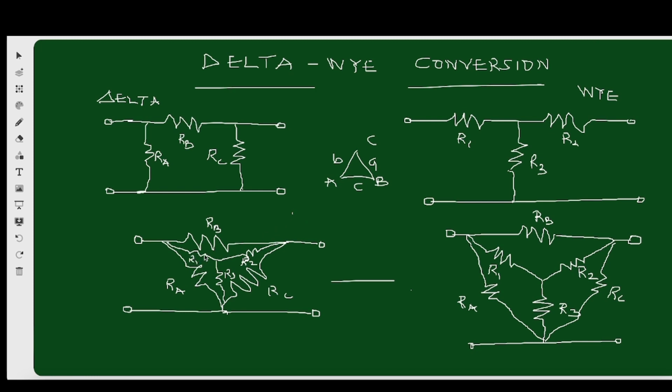So if I want to get R1 for a star, it will be what? RA multiplied by RB divided by RA plus RB plus RC. What will be R2? The two resistors that are adjacent to it are RB and RC, so it will be RB multiplied by RC over RA plus RB plus RC. If I want to get R3, what will I do? The resistors adjacent to it are RA and RC, so it will be RA multiplied by RC divided by RA plus RB plus RC.